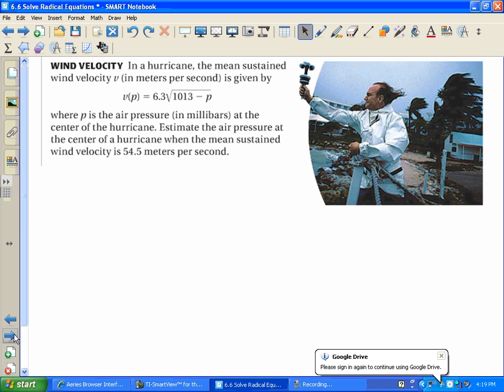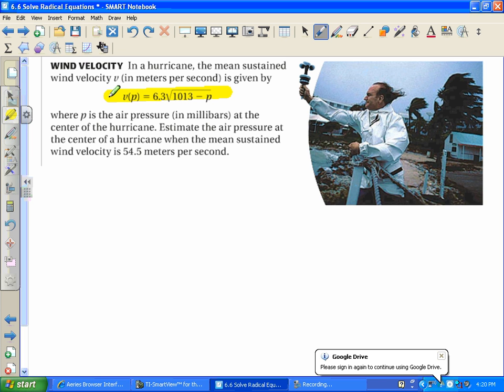Wind velocity in a hurricane. The mean sustained wind velocity, v in meters per second, is given by this equation, where P is the air pressure in millibars at the center of the hurricane. Estimate the air pressure at the center of the hurricane when the mean sustained wind velocity is 54.5 meters per second.